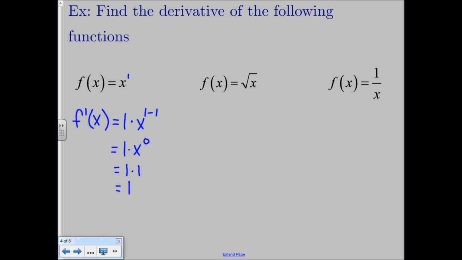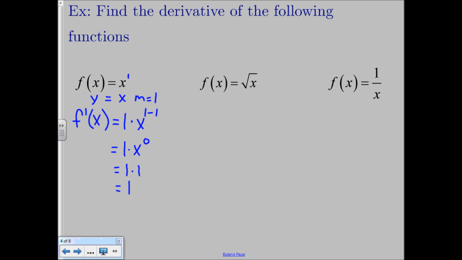That's a constant function. You might be saying, Hillary, why is that a constant function? Well, think about this: f of x equaling x is really just the line y equaling x, which has a slope of 1. Whenever you have a line, you have a constant slope, which means that your derivative should always be the same number, or the slope of your line.